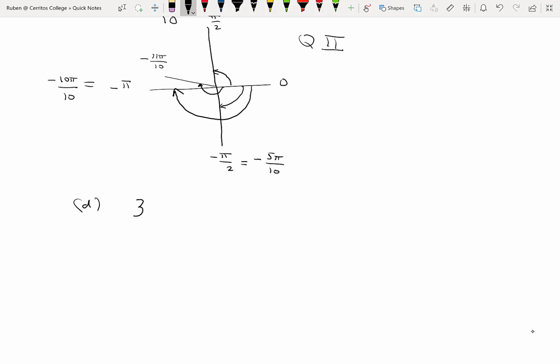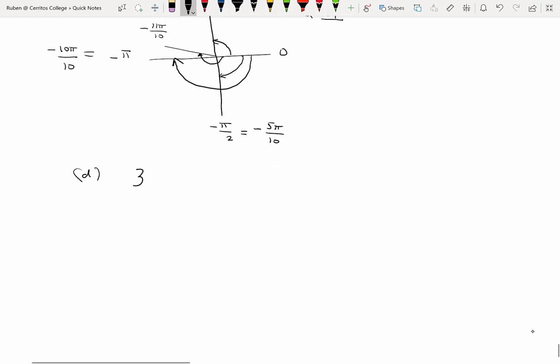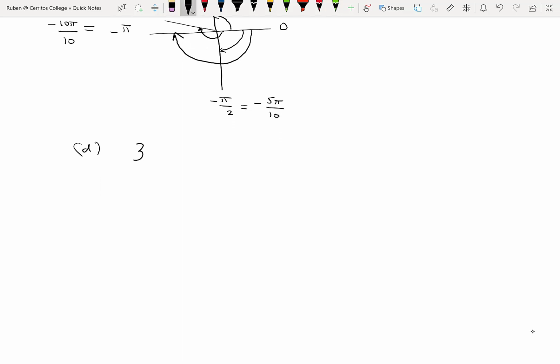360 is all the way around. And that statement I just made is not true. 360 is not all the way around. 360 is not one revolution. 360 degrees is one revolution.